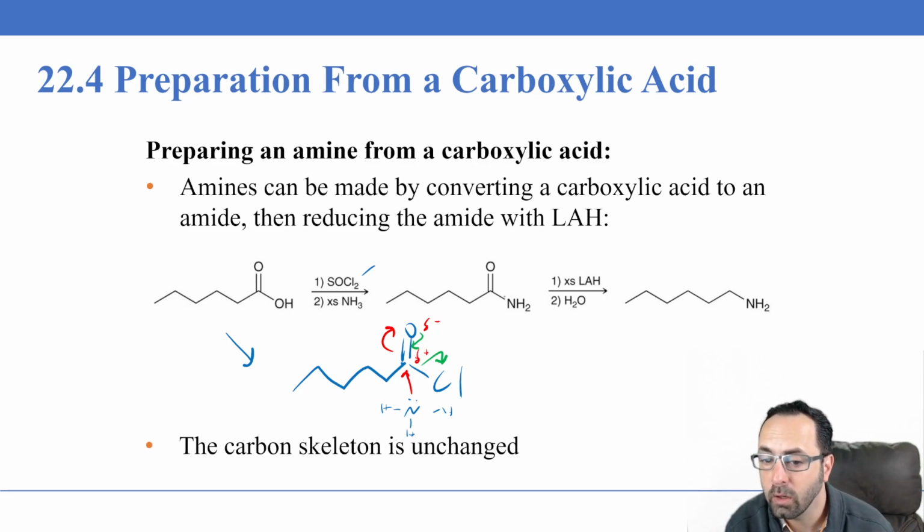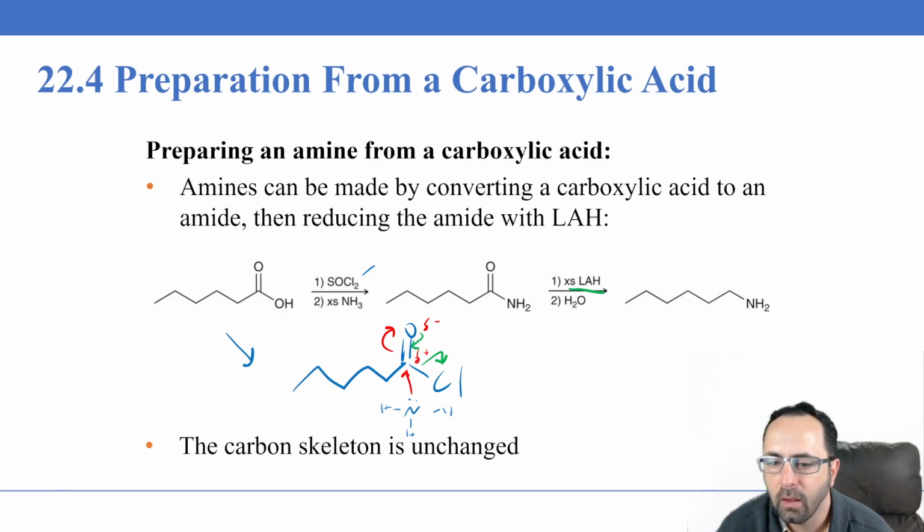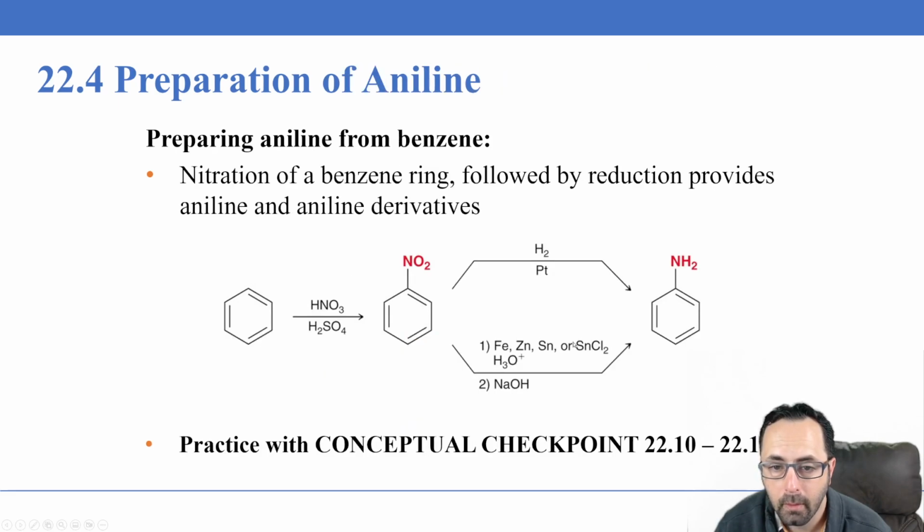We can then reduce the carbonyl by using our good old-fashioned reducing agent, lithium aluminum hydride, that we very often use, and follow this up with water. And so here we do not add an additional carbon atom, but we do produce another primary amine. We can produce aniline, which, remember, is the name for a benzene ring with an amine attached.